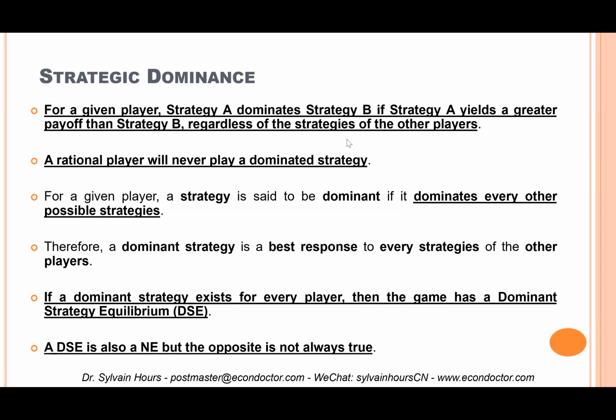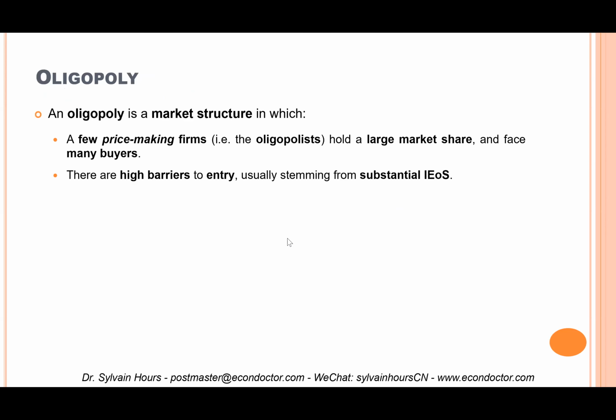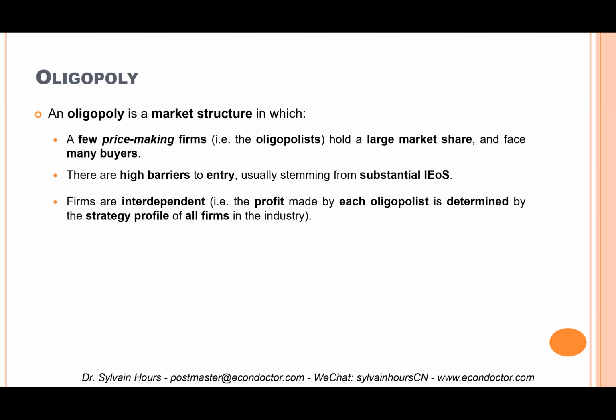All right. If there are no more questions, let's move on and let's talk about oligopoly. The first thing we should say about oligopoly, as always, is to talk about the characteristics. So we have a few price-making firms. They have some market power, and therefore they will have some influence over the price. We call them the oligopolists. They hold a large market share, and they face many buyers. Again, it is important to mention how many buyers there are.